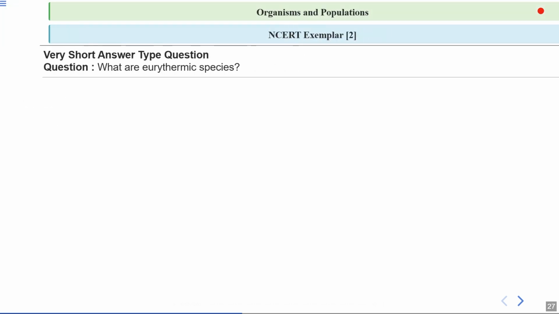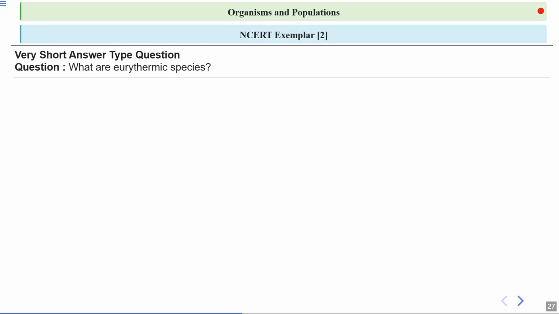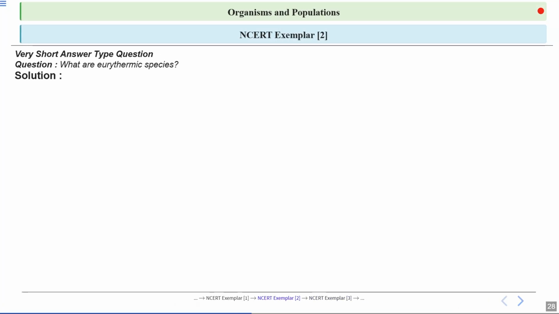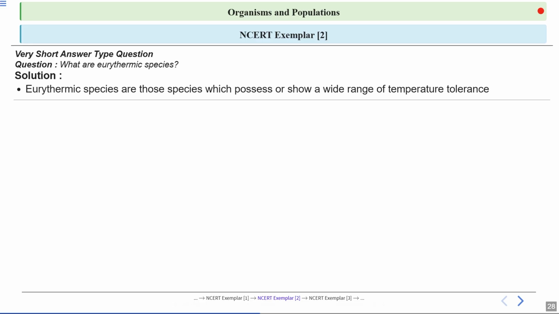Next question, very short answer type question. What are euthermal species? Let's have a look at the answer. The euthermal species are those that can tolerate a wide range of temperatures. You can imagine animals like rats or cockroaches that can survive in both hot and cold environments.